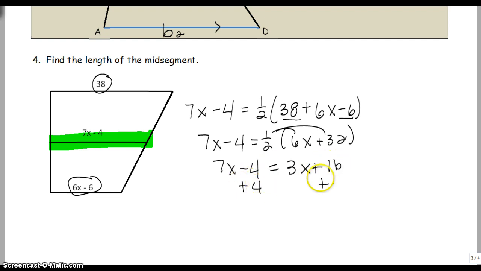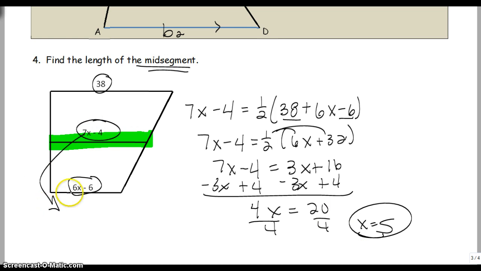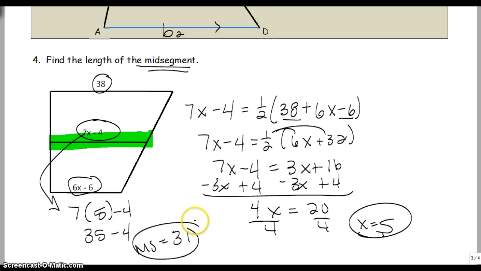When we solve for x, you have to get everything to one side. Your x's to one side, your numbers to the other. So that would be 4x equals 20. When you divide by 4, x is 5. What we're asking for is not the value of x, but the length of the mid-segment. So go ahead and take that x equals 5 and substitute it in. And so you have 35 minus 4, where your mid-segment is 31.